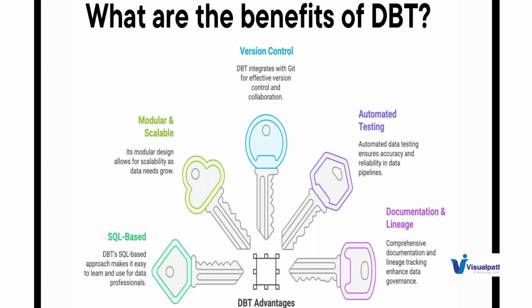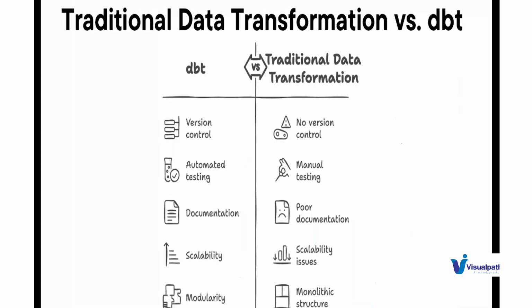We already discussed it. Then version control, same as Git. We can use Git to do version control on DBT. Then automated testing and documentation. These are the main benefits of using DBT, and this is why we use DBT. So this is the difference. On version control: in traditional data transformation, if you are using just different SQL queries, version control is not possible. But in DBT we have that.